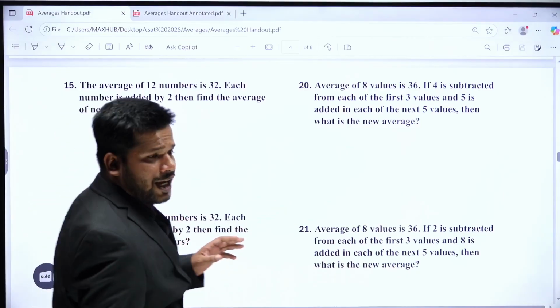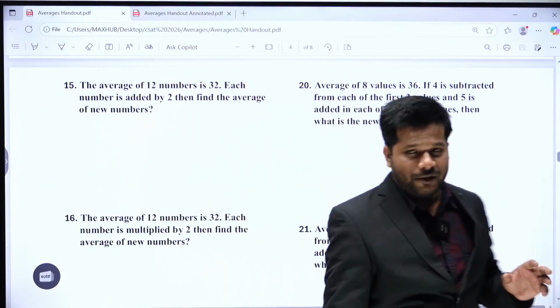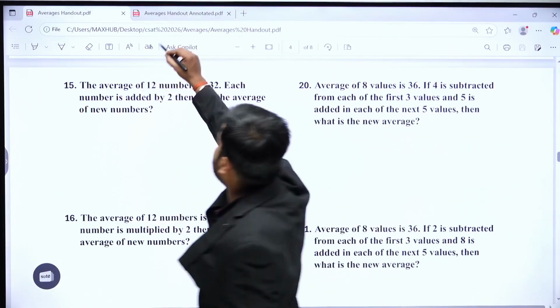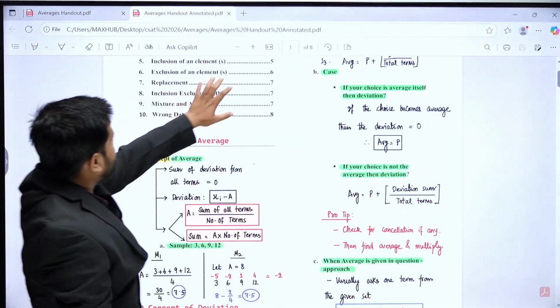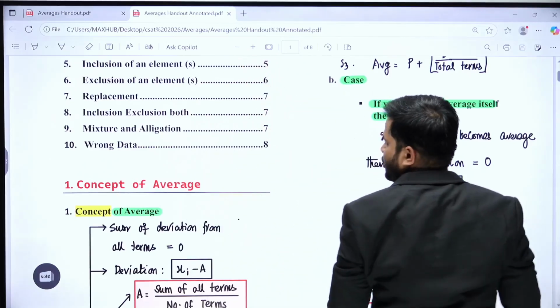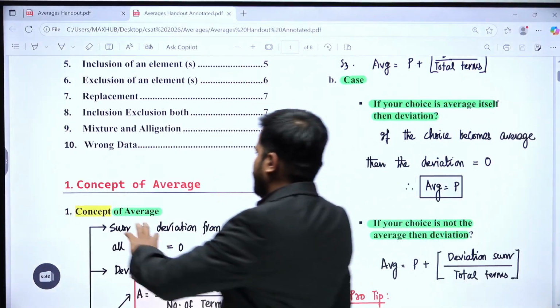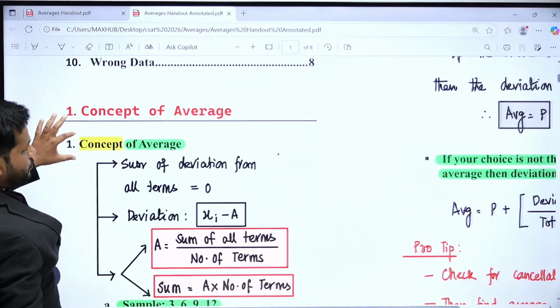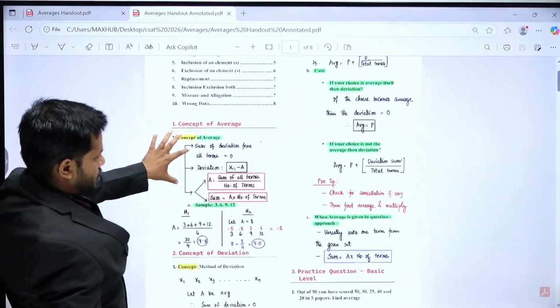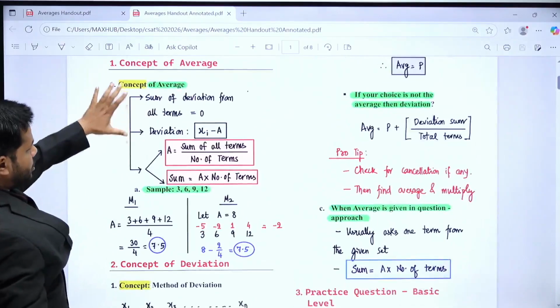Now coming to the last part, the gift from our side to you people is this. This is one of our finest things that you will ever get, the notes. The entire thing has been written in the form of notes. Clear? The concept of average.